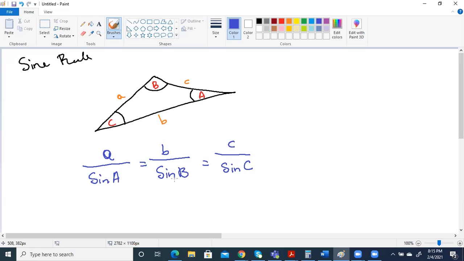So you're not going to have a situation where you are using A over sine A, B over sine B, and C over sine C, right? Usually when you use this formula, you are finding one missing thing, and so you only need to use two of them, right? So what do I mean by that? Let me use an example to just drive the point home.